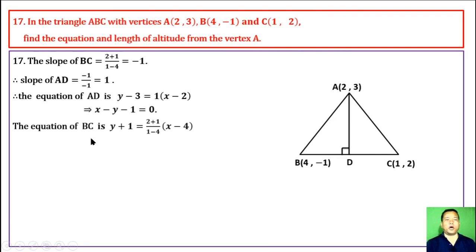The equation of BC is y plus 1 equal to (2 plus 1) by (1 minus 4) times x minus 4. Simplify and we get this. Therefore, the length of altitude AD is found using the distance formula, the perpendicular distance from point A to BC.